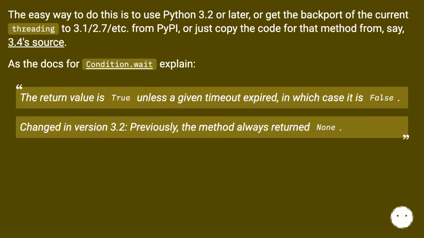The easy way to do this is to use Python 3.2 or later, or get the backport of the current threading to 3.1, 2.7, etc. from PyPy, or just copy the code for that method from, say, the 3.4 source. As the docs for Condition.wait explain, the return value is True unless a given timeout expired, in which case it is False. Changed in version 3.2: previously, the method always returned None.